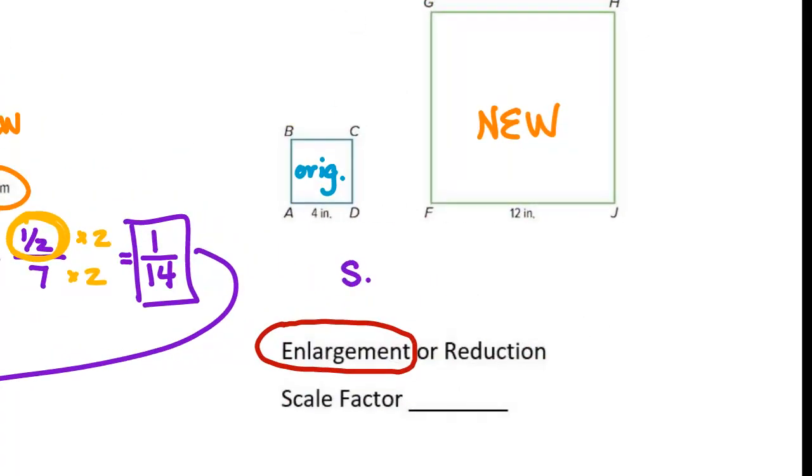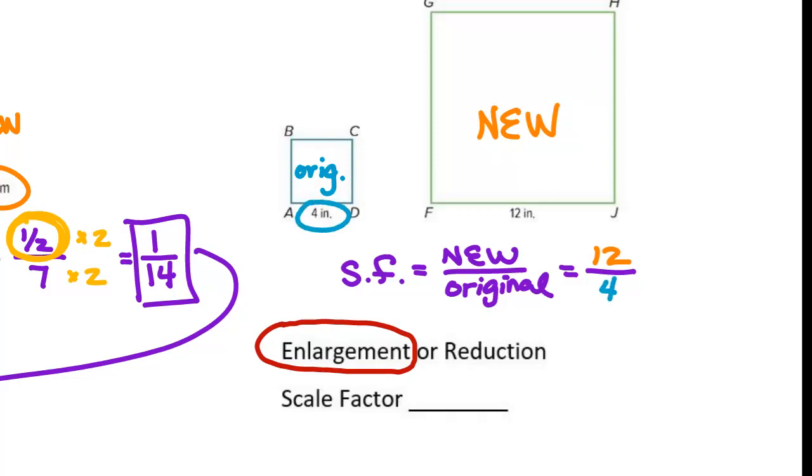This scale factor is much easier to find. Scale factor is still going to be new over original. What's the only measurement we know on the new rectangle? 12 inches. Over, what do we know about the original? 4 inches. And so now I can divide those. This divides much prettier than the first one. What is 12 divided by 4? 3. So we have a scale factor of 3.